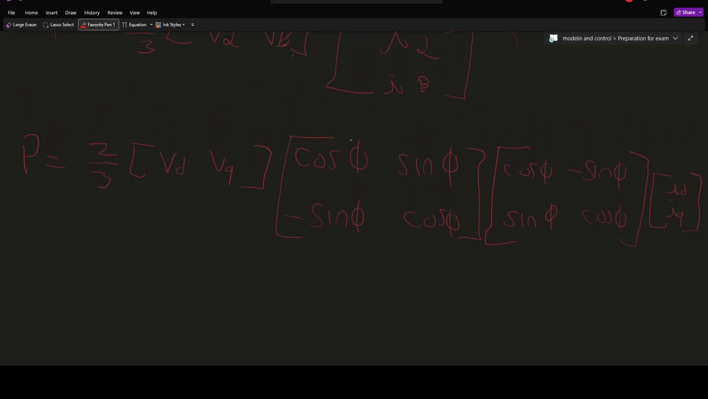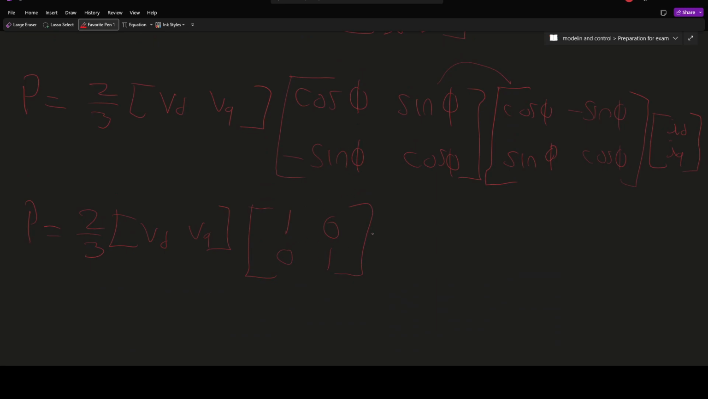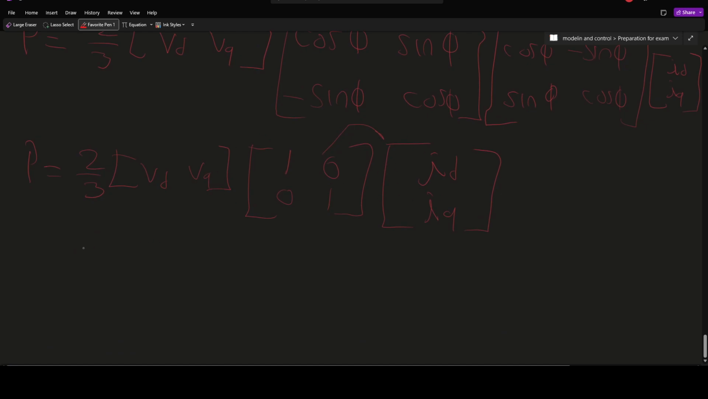And now when we do this multiplication of these two matrices, we are gonna get that it is just an identity matrix again, which is pretty convenient. We're gonna have 1, 0, 0, 1. You can do all the math, but it's just gonna give you the identity, and then you can use MATLAB or do the math manually. And again, if we multiply this by our matrix, it's just gonna give us our same matrix. So we have that the power in the dq component is just our 2 thirds of our voltage components times our current components. And that's it.